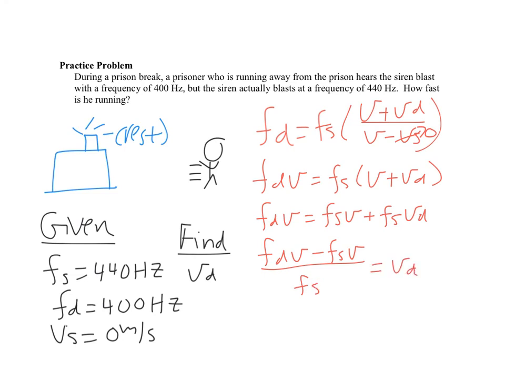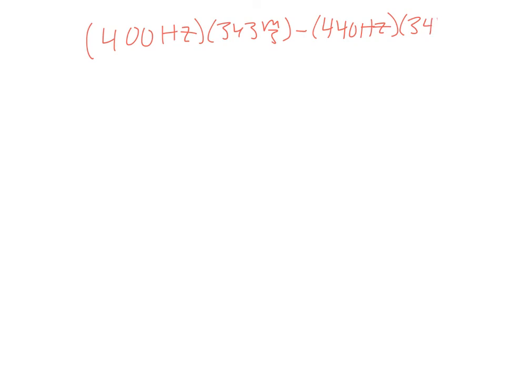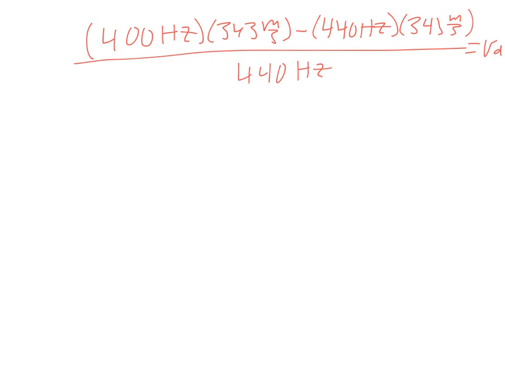Let's put the numbers in. I'm just going to go to the slide so I have room. So my Fd, 400 hertz, times 343 meters per second minus 440 hertz times 343 meters per second over 440 hertz equals Vd. This comes out to negative 31.181, keeps on going, meters per second.